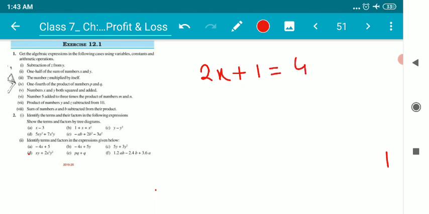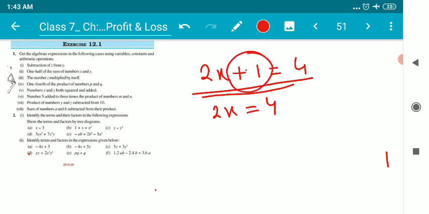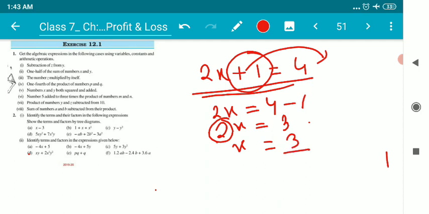In this question we can get the value of x. How to get the value of x? We can write 2x is equal to 4. The 1 will be transposed from the left hand side to the right hand side by the transposition rule, which has already been explained in the simple equation chapter. So this plus 1 will become minus 1. So 2x is equal to 4 minus 1, resulting in 3. And now, keeping x, 2 will be transposed from the left hand side to the right hand side. It will be 3 divided by 2, as 2 was multiplied to x.